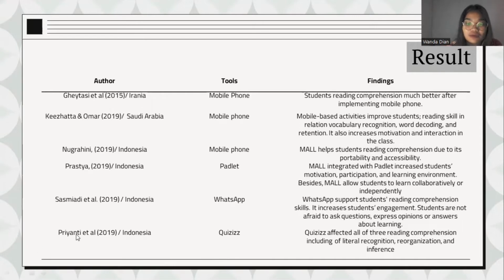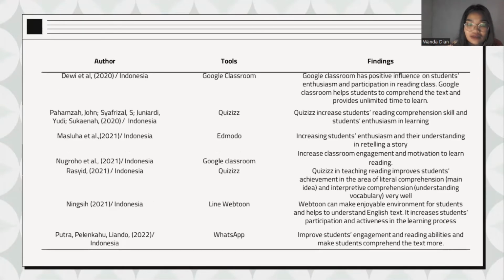The next study, conducted by Priyanti et al. 2019, examined the effect of quizzes on students' reading comprehension. The study revealed that quizzes affected all three reading comprehension aspects, including literal recognition, reorganization, and inference. The next study, conducted by Dewi et al. 2020, examined the effects of Google Classroom on students' reading skill. The study revealed that Google Classroom has a positive influence on students' enthusiasm and participation in reading class. It helps students comprehend the text more and provides unlimited time to learn.